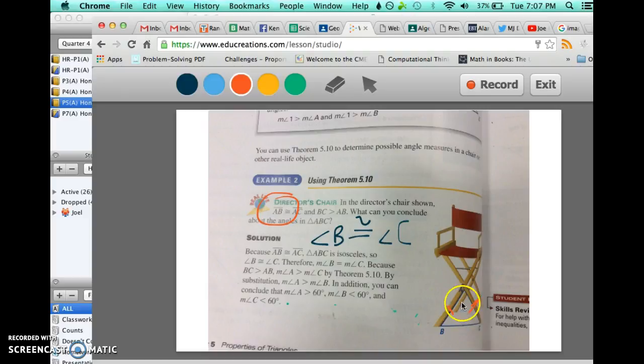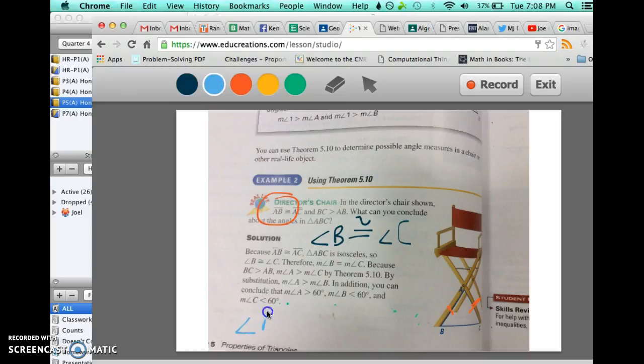Well, okay, I know from what I was just telling you that angle B is congruent to angle C, so I've written that here, and they wrote it here because AB is congruent to AC. ABC is isosceles, so angle B is congruent to angle C, which means the measure of angle B equals the measure of angle C. Kind of repetitive. But because BC is bigger, if that side is bigger, then guess what? The angle opposite that side is bigger.